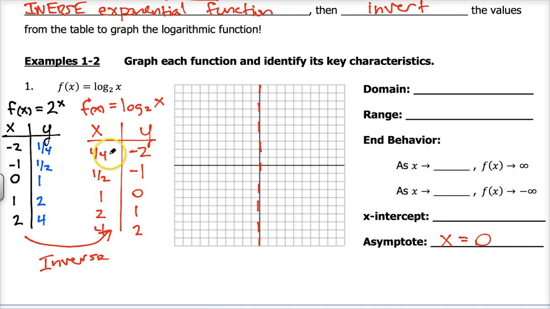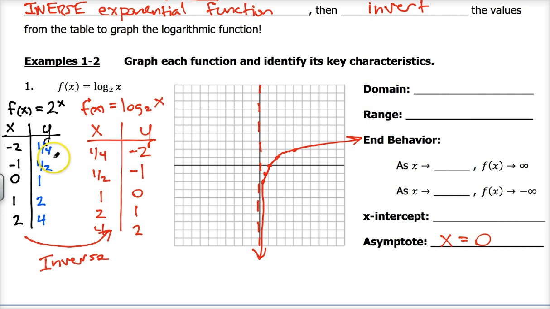Okay, so I'll plot these values: 1/4, negative 2; 1/2, negative 1; 1, 0; 2, 1; and 4, 2. And so this logarithmic function is going to look like this. Let's identify some characteristics. We already did the vertical asymptote, x equals 0.